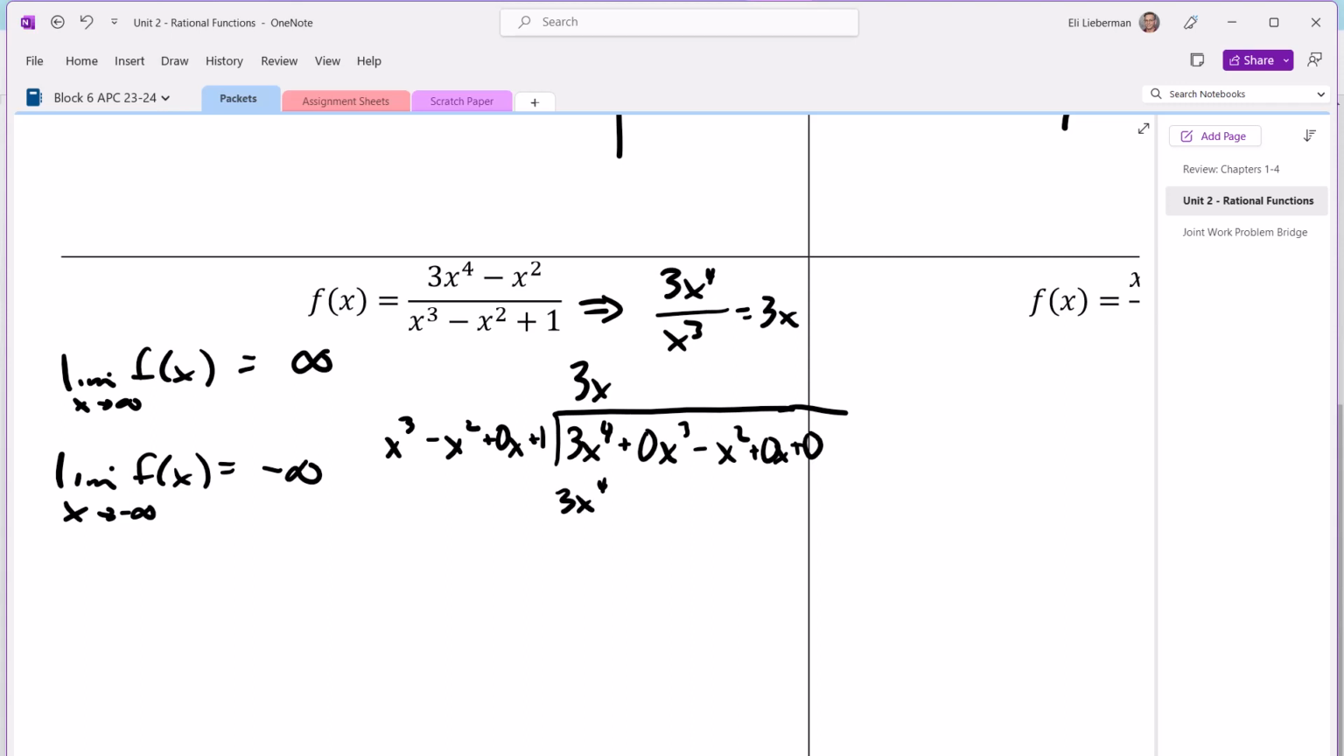So the whole thing: 3x to the fourth minus 3x cubed plus 0x squared. Did I do this right? Wait, why 3x times 0x cubed? Wouldn't that just be 0? Yeah, 0x squared. I want to keep my place values. This times this. Oh, sorry.